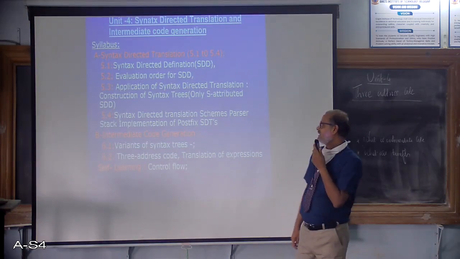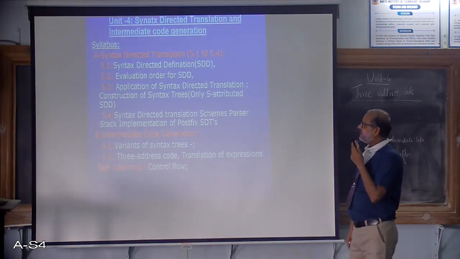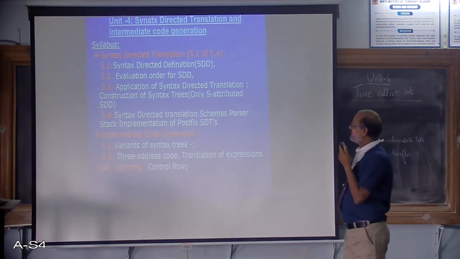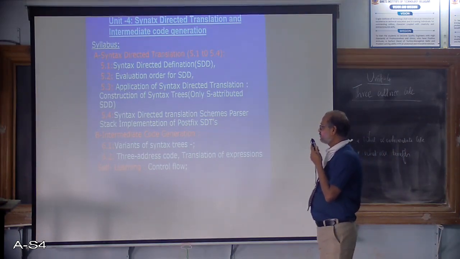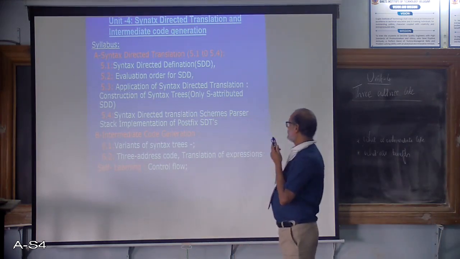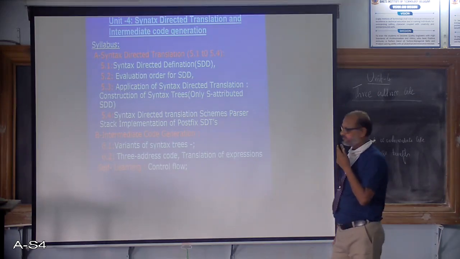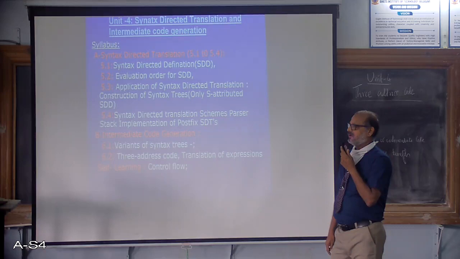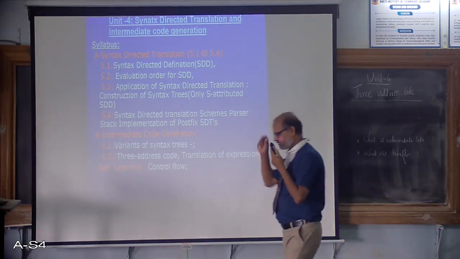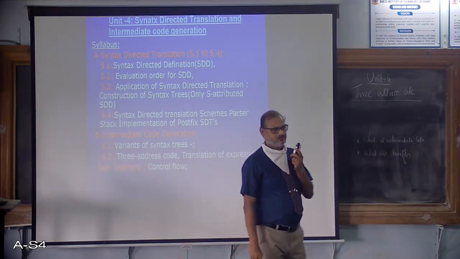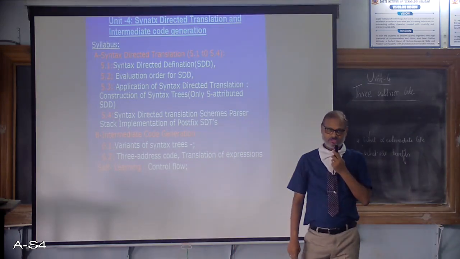I think I have covered part A of Unit 4, which is syntax-directed translation, and also some portion of part B, that is variants of syntax tree. Now let me recall the information we had regarding intermediate code generation.